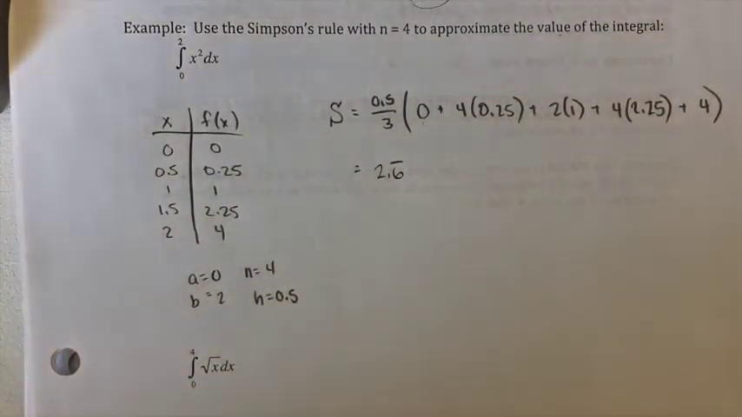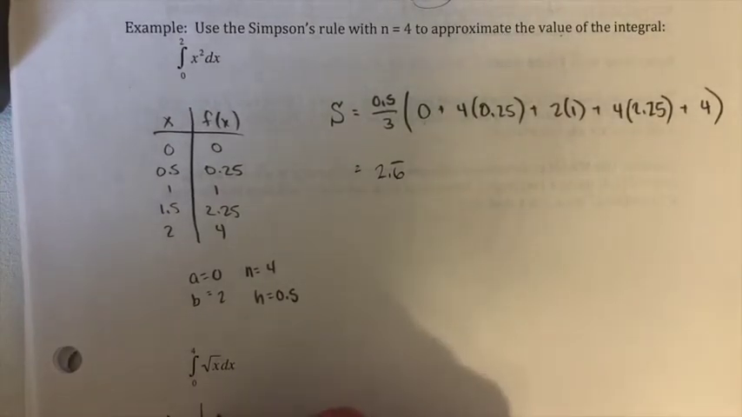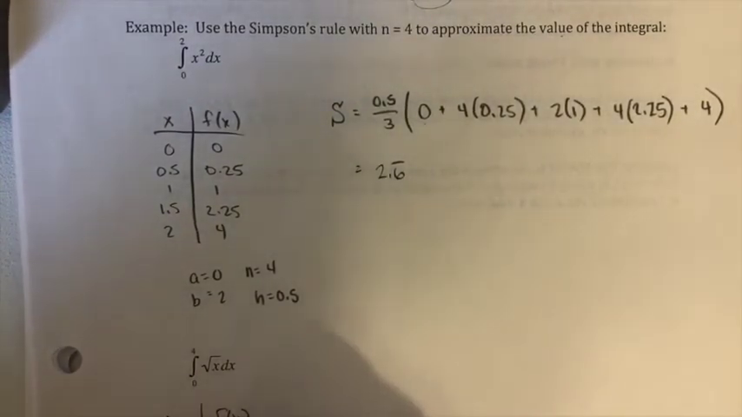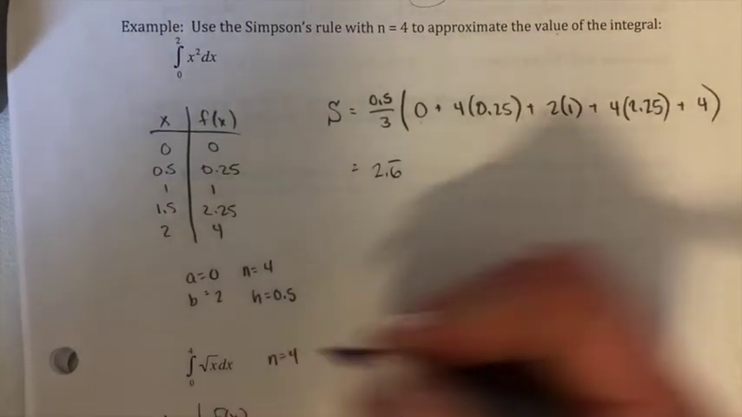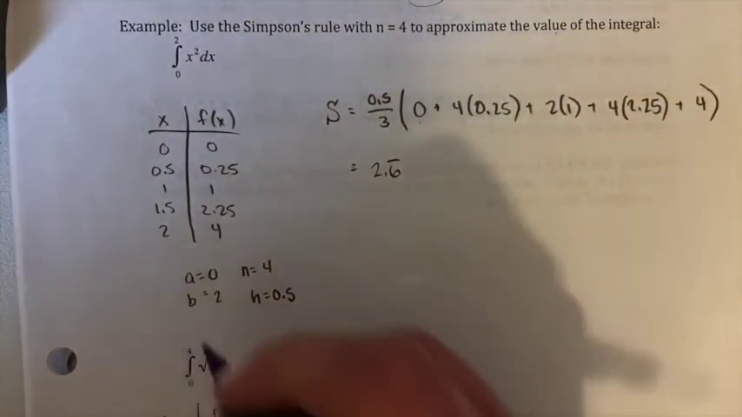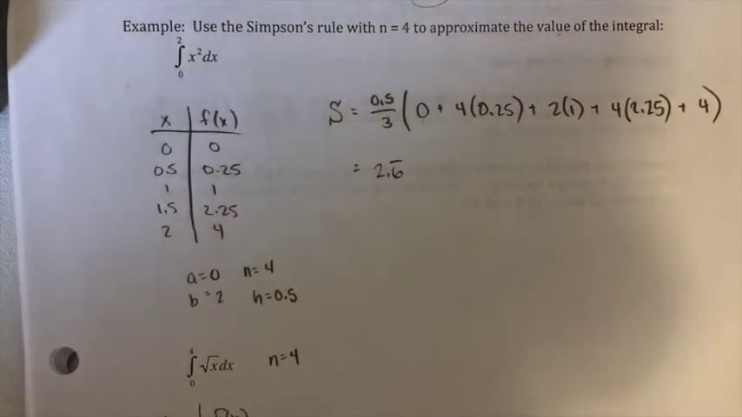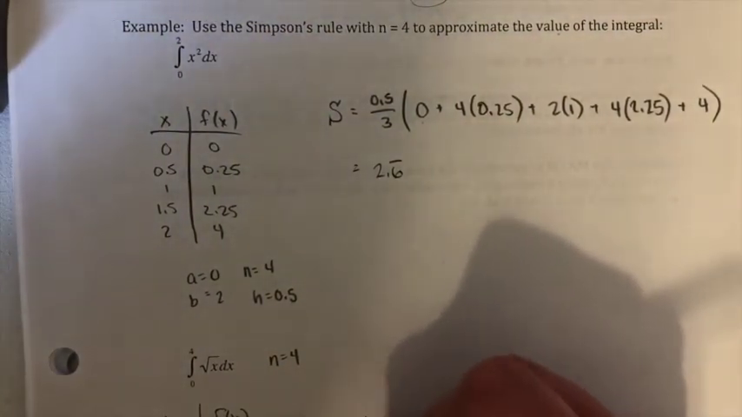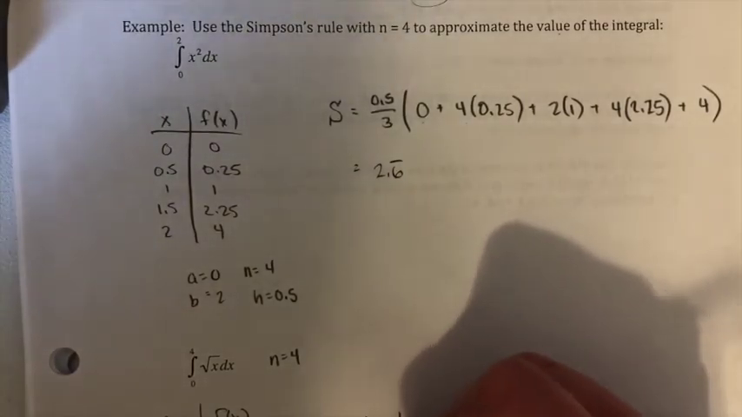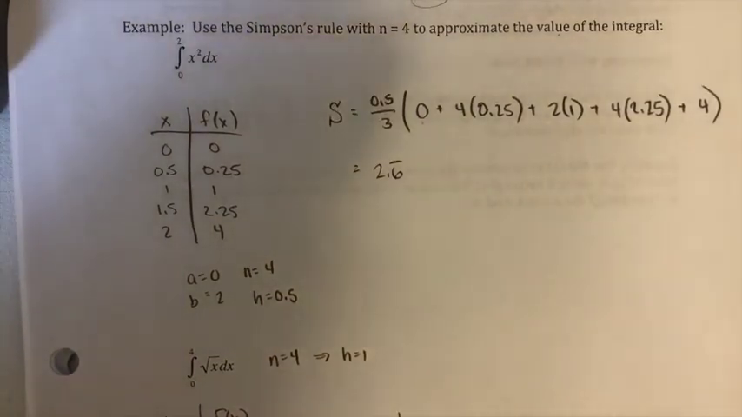For this one, again, these values were on the previous page, where we used n equals 4, right? So we split it into 4 bits. We got 0, 1, 1.414, 1.732, and then 2. Okay, so then Simpson's rule for this one would be 1 divided by 3. Remember, h is 1 because a is 0, b is 4.